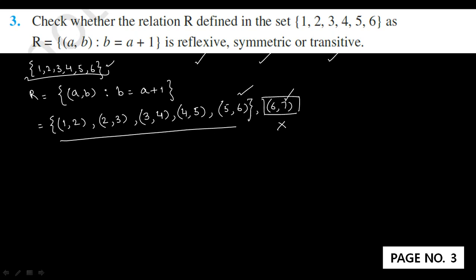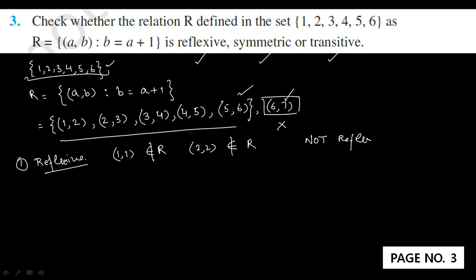Now, what about the first condition? First condition is reflexive. What about 1, 1? 1, 1 doesn't belong to R. What about 2, 2? This doesn't belong to R. Similarly, all the values are not there inside the relation. Hence, the relation is not reflexive.